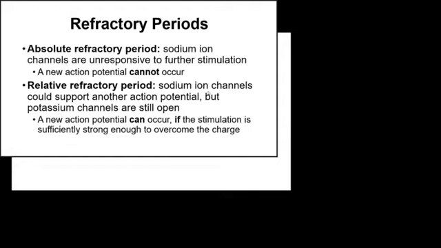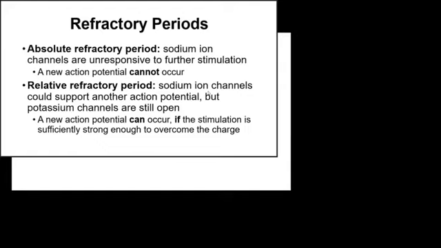So during that relative refractory period, we say that it could happen if the signal was strong enough, but we need a very strong stimulation to overcome that in order to produce a new action potential. And so this was the first of our ways of influencing our rate of responding.